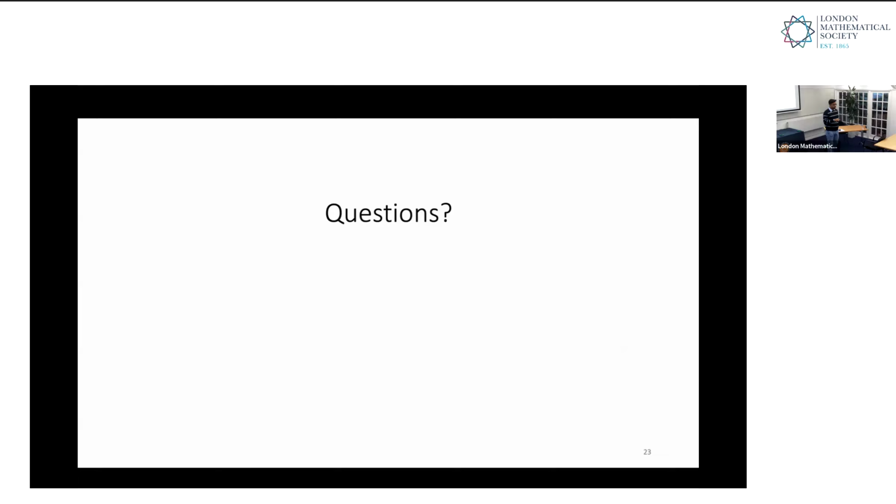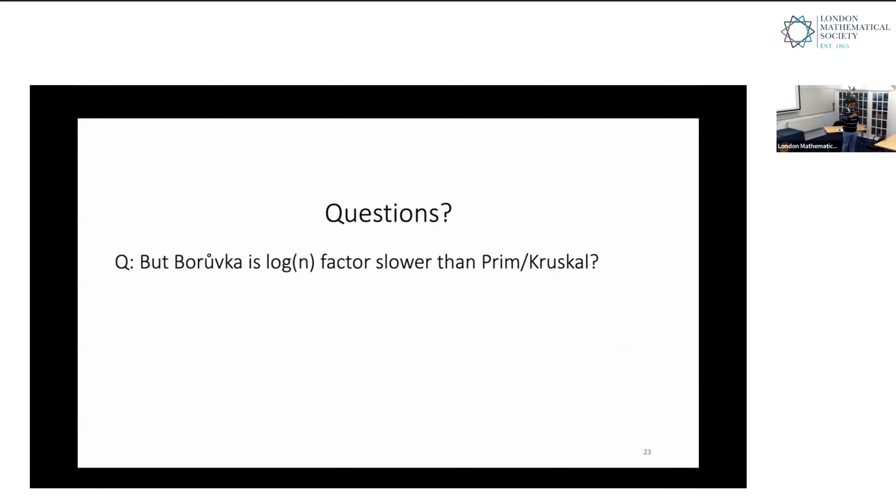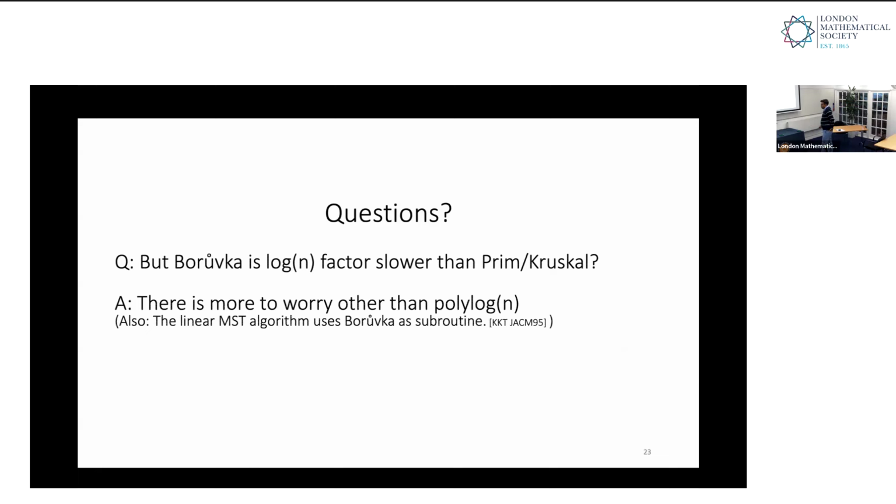Is the MST algorithm clear? If there is no such question, let me ask a few of my own. Borůvka is a log n factor slower than Prim's and Kruskal's because you are doing this in log n rounds, right? So that multiplicative log n factor is there, where Prim's doesn't have that. Well, there is more to worry about in life than log n factors. That's essentially my answer. We don't really care about log n factors, so we are happy with Borůvka. And even the best MST algorithm, which is linear, uses Borůvka as a subroutine. This is sort of the versatility of Borůvka.